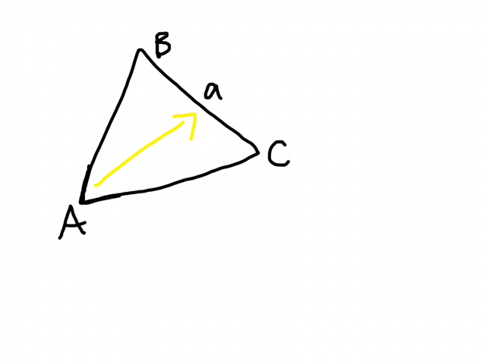So where would I label side length B? Good. Because here's my angle B, which means across from that would be side length B. And if this is angle C, across from that would be side length C. Let's try another one.